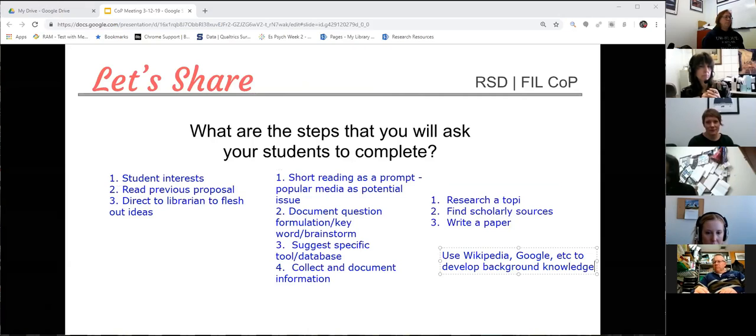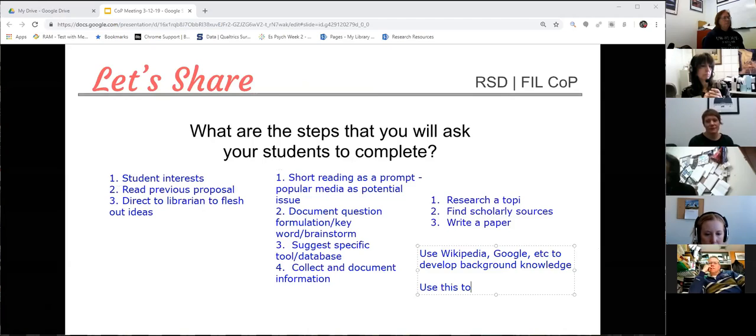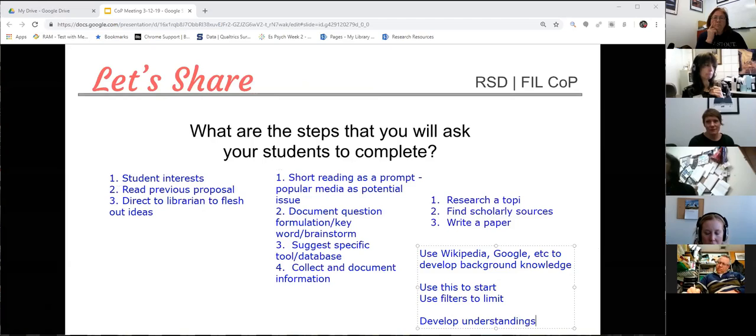So once they're in the database, learning how to use broad searches and then using filters to narrow it down, and understanding what they're seeing in the database. What do things look like? Why is something scholarly? Why is something popular? One of those could be an entire session, an entire 40-minute session. Why is something scholarly? What do scholarly materials look like in a database? Because a lot of times we get students not understanding what they're seeing.